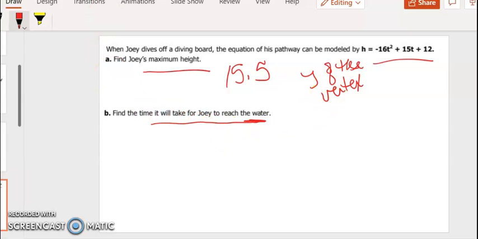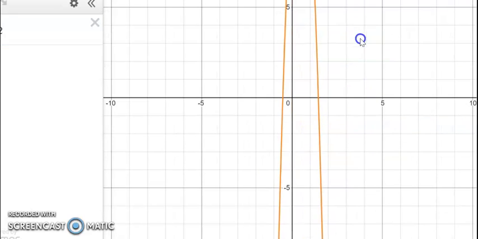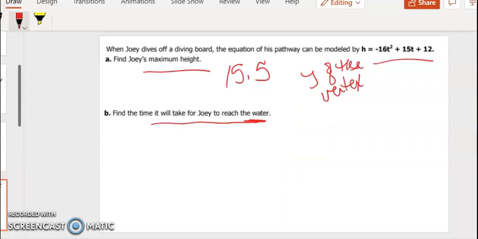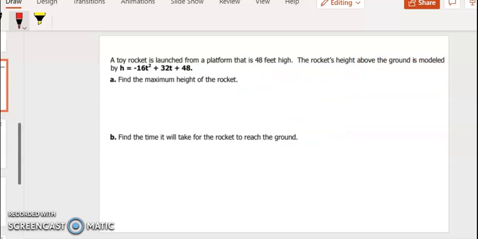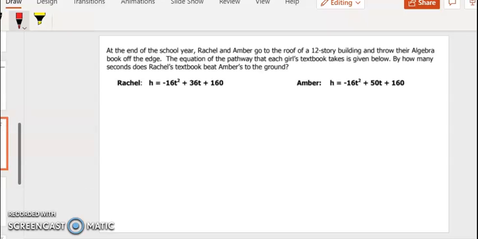Now, how much time did it take him to reach the water? So we want to look and see, where did he come back down? And at what point on x is that? Is that 1 point, we'll say 5 seconds. Okay? So 1.5 seconds in order to reach the ground, or the water in this case. Okay? All right, so let's look at something else. This talks about maximum height and the ground as well. So let's look at this question.